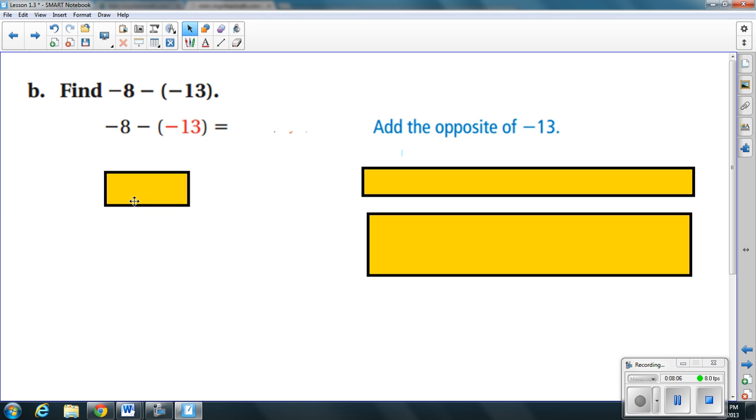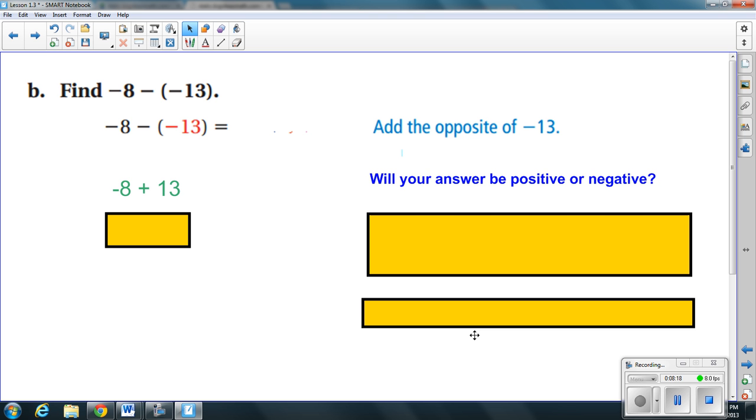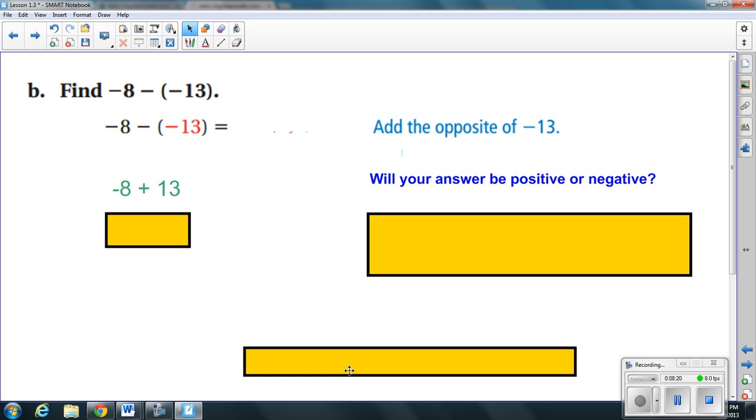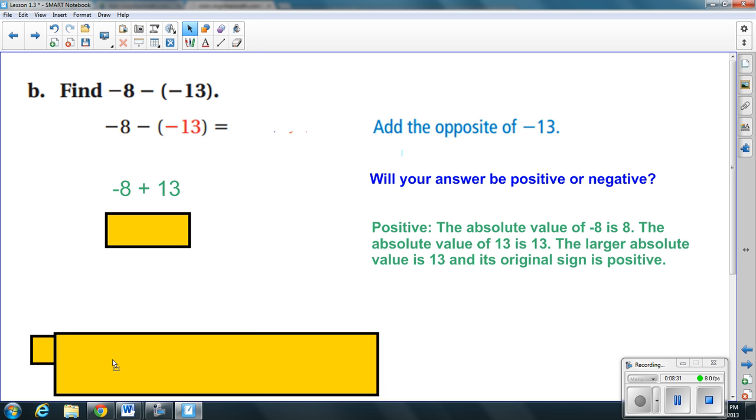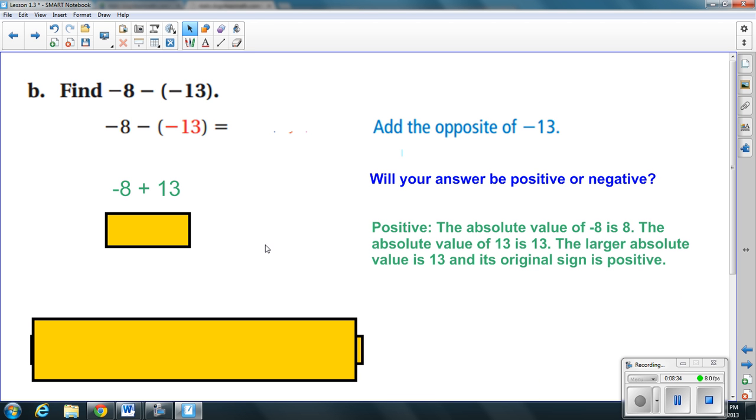All right, find negative 8 minus negative 13. So we're going to rewrite this as add the opposite of negative 13, which would be negative 8 plus positive 13. Will our answer be positive or negative? If I take the absolute value of negative 8, we get 8. The absolute value of 13 is 13. Since 13 is larger, our answer will be positive.